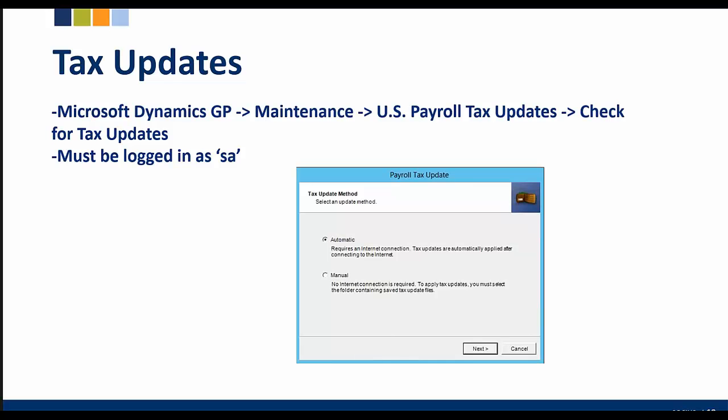Once you have created your year-end wage file, validated that information, everything is good to go, then you can install your tax updates. There is a way to automatically install those. However, you must be logged in as SA. So you might need somebody in accounting, somebody in IT, depending on who has the SA credentials to log in. You can go in, use the automatic method to install the tax tables. It goes in, updates those, and it's good to go.